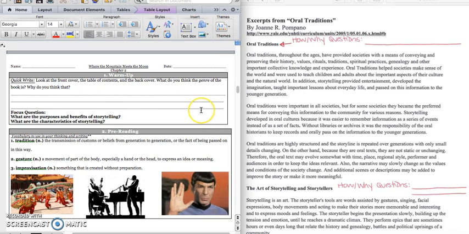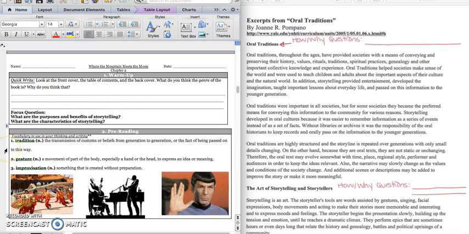We are going to skip the quick write today because it's the same one you had yesterday. But our focus question today is, what are the purposes and benefits of storytelling? And what are the characteristics of storytelling? We have 3 vocabulary words before we get started.